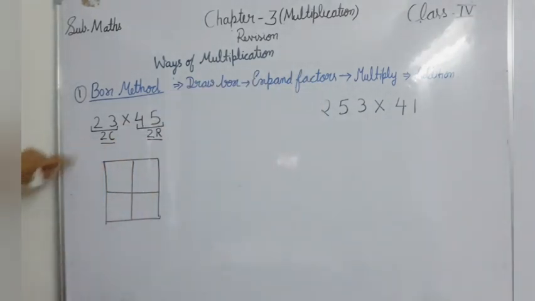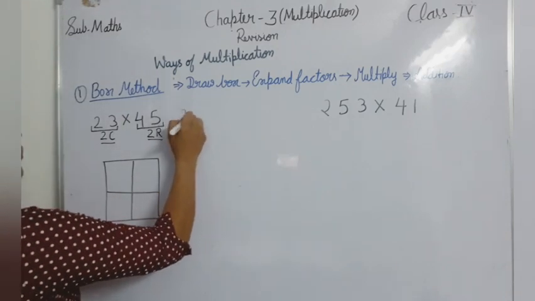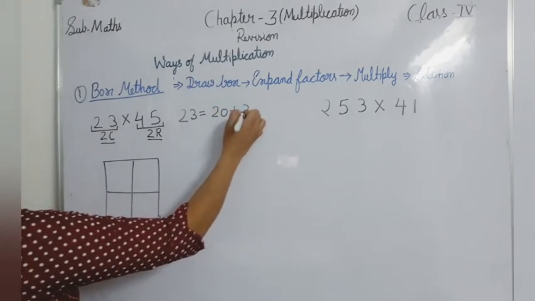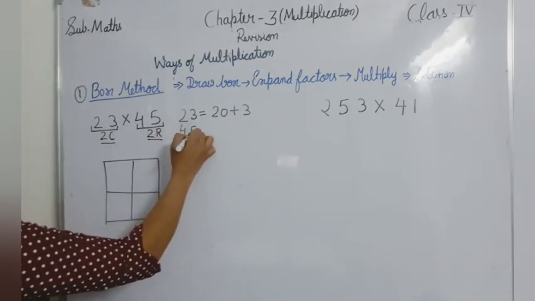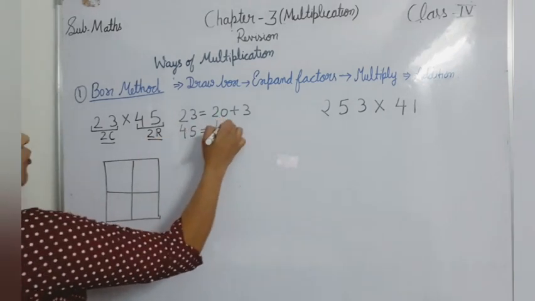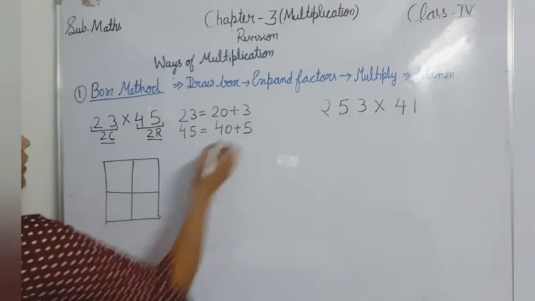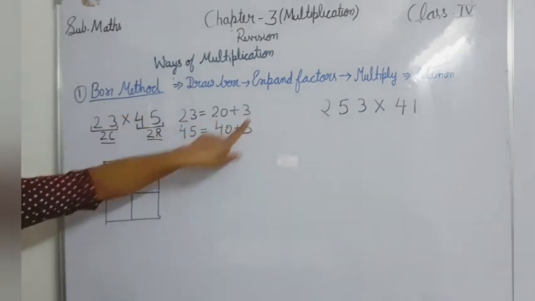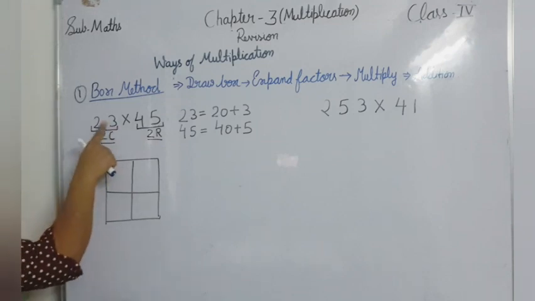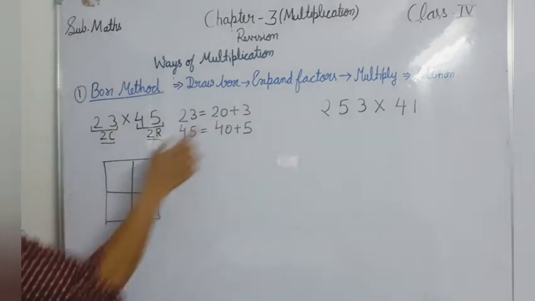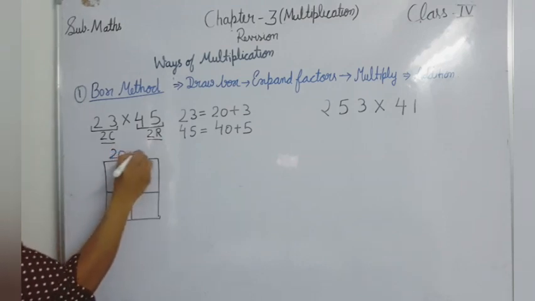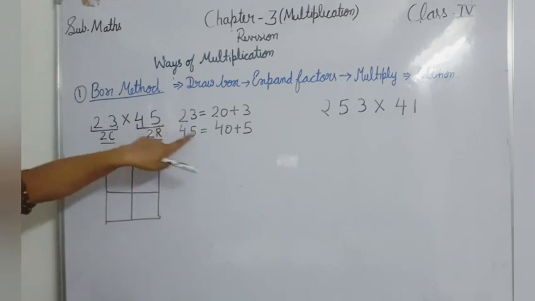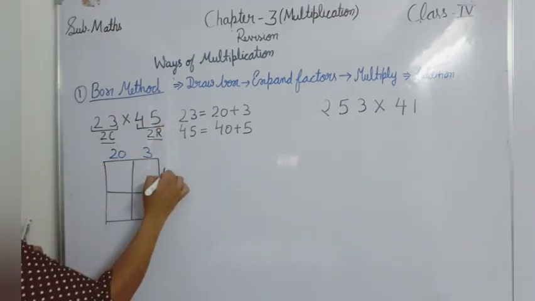What is the expanded form of 23? If I am writing here, the 23 expanded form is 20 plus 3. And the expanded form of 45, if I expand their factors, is 40 plus 5. Yes. Now, in place of this, we'll use this one. So first is 23, 20 plus 3. So here I will write 20 and 3. Now the second, top to bottom, 45. So 40 and 5 I will write here.